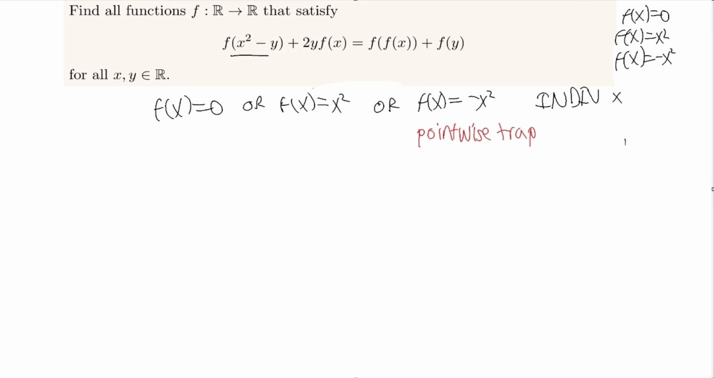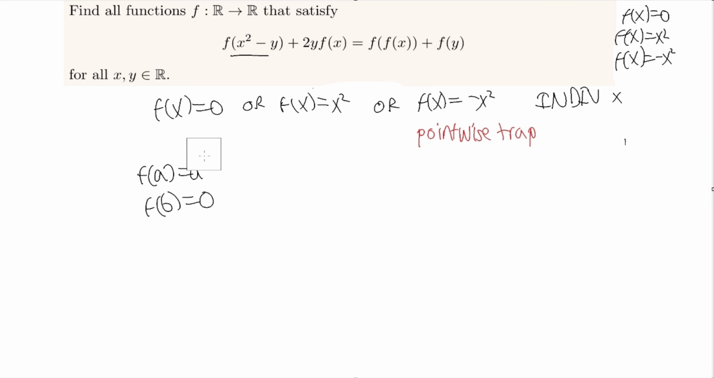So how do we fix a pointwise trap? Well, if we want to fix it, we want to try assuming that we found a super weird function f that satisfies it. For example, we could have f of a equals a squared for some number a, and we could have f of b is equal to 0. And we have to assume that a and b are non-zero. Think about why. Okay, so suppose we have our a and b such that f of a equals a squared and f of b equals 0.